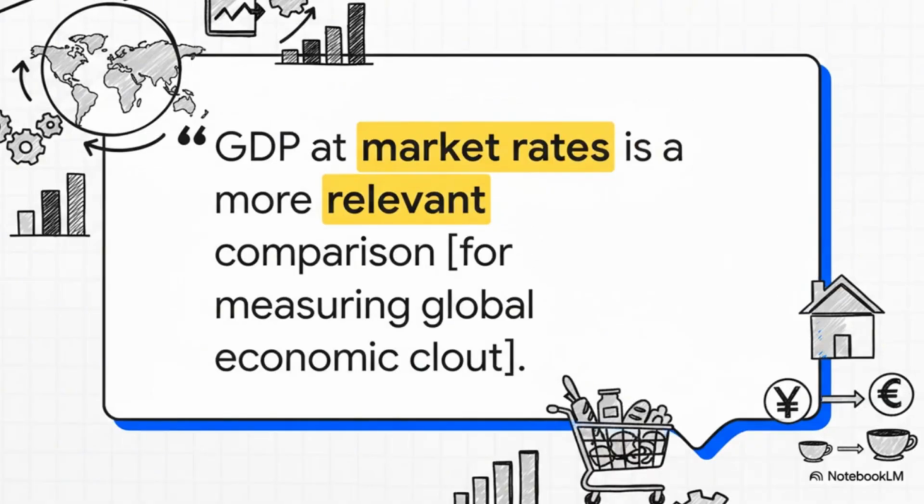The IMF makes a really important point here. If you want to measure a country's global financial clout, its power in international trade, then yeah, market rates are more relevant. So, here's a simple way to think about it. PPP is for comparing standards of living, while market rates are for measuring global economic influence.